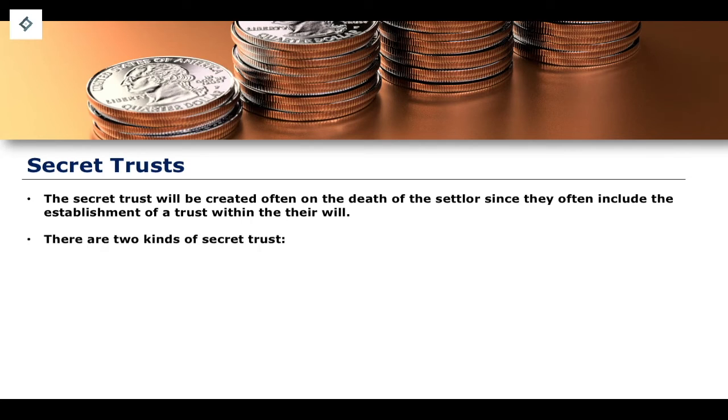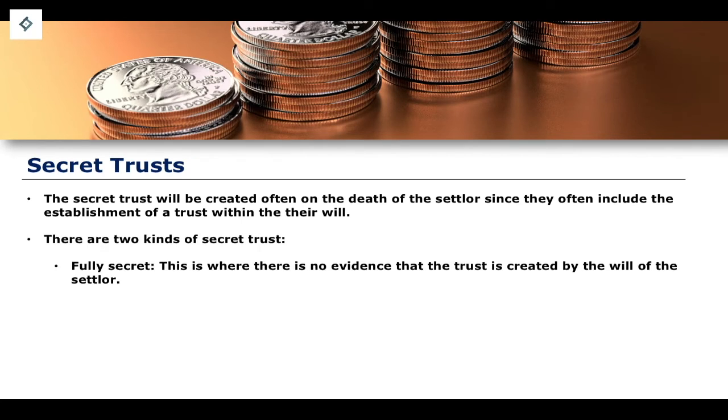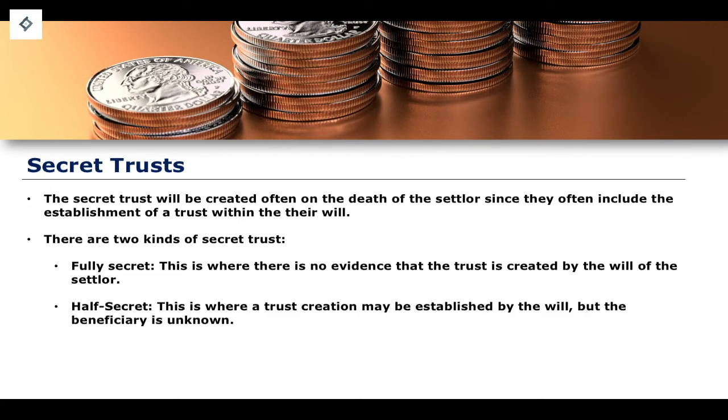And there are two main kinds of secret trust that can exist. There is the idea of one which is fully secret. This is where there is no actual evidence on the face of it that the trust is even created by the will of the settlor. Upon a close examination of the will, there may not be any evidence that the trust is even established.